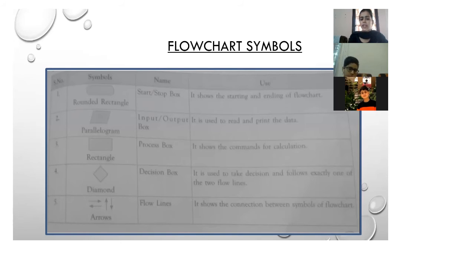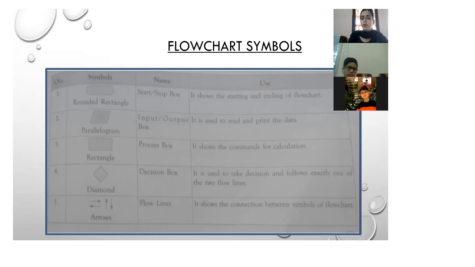Do not write the name of the shape if the name of the symbol is asked. Suppose I have drawn the rounded rectangle symbol and I have asked you the name of the flowchart symbol. If you write rounded rectangle, it will be wrong. You have to write the names of the flowchart symbols. Here, the heading is also given as name. Understand it clearly.